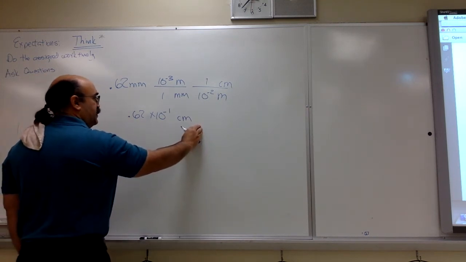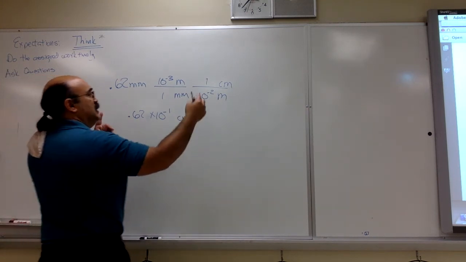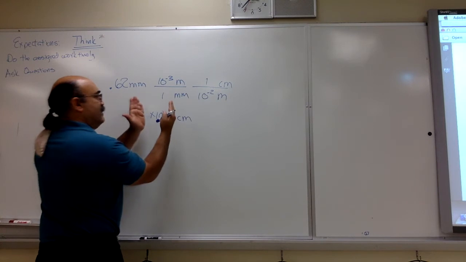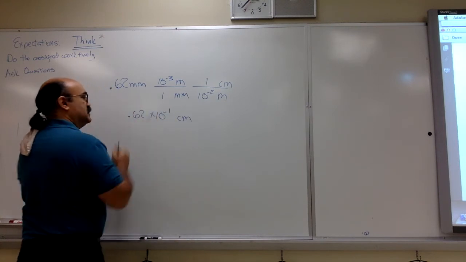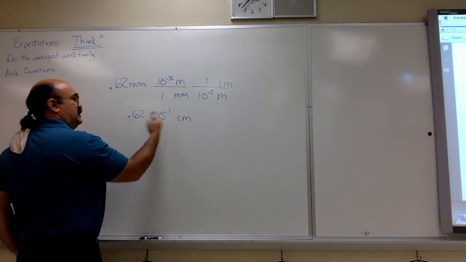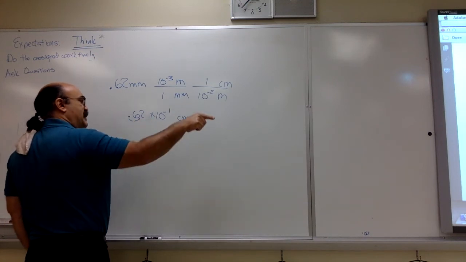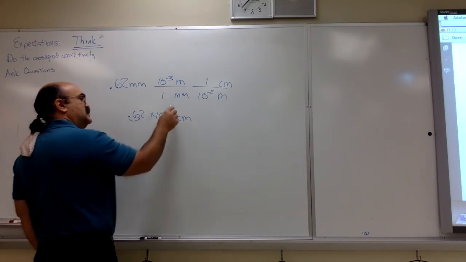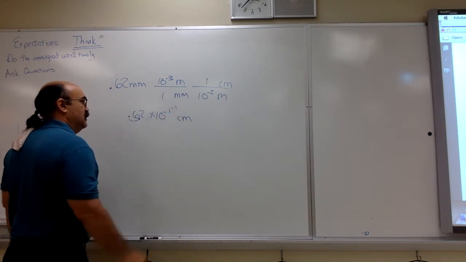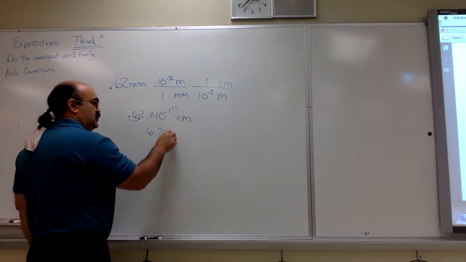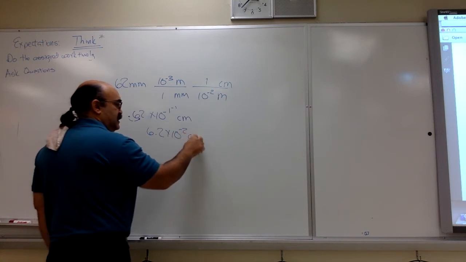Useful notation, not the correct answer. All I did was treat my units, treat my powers, treat my coefficients. To get this in correct scientific notation, I'm going to go this way, which means if I'm going that way, I have to subtract 1 here. This becomes 6.2 times 10 to the negative 2 centimeters.